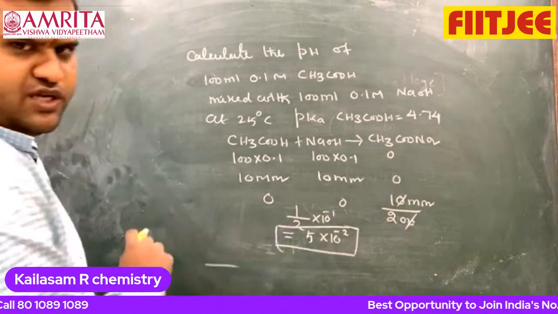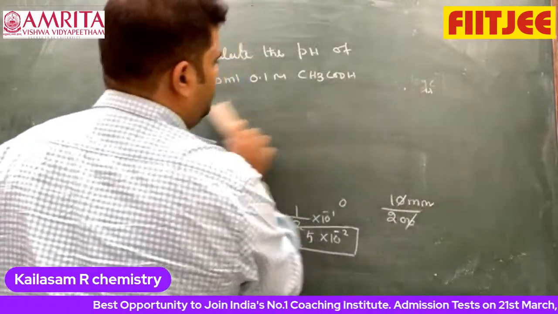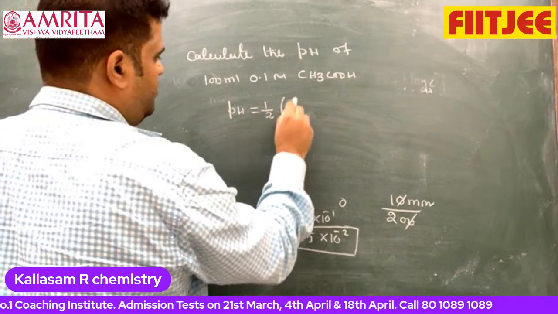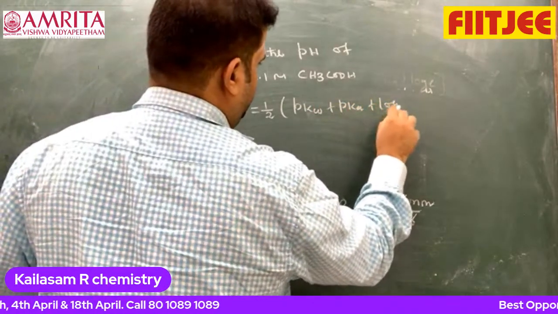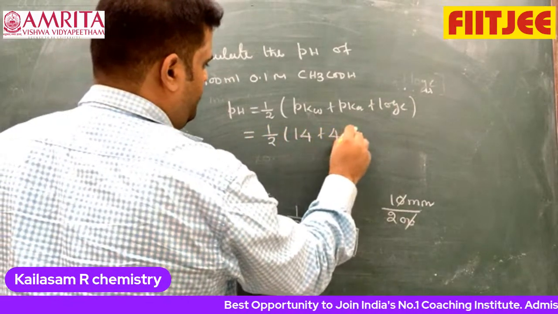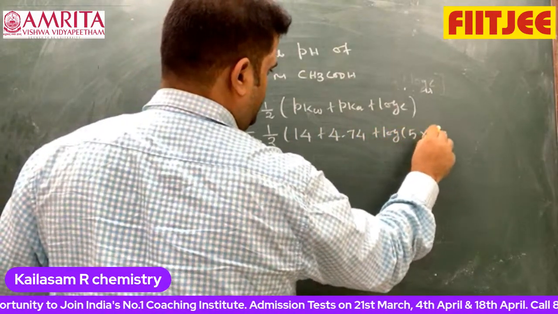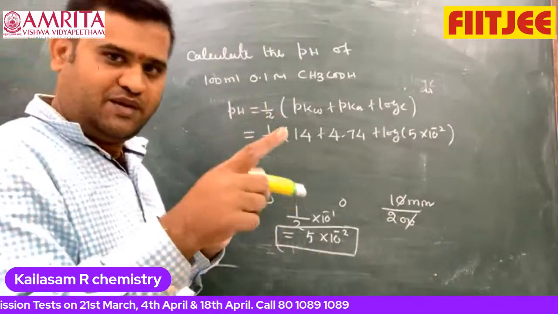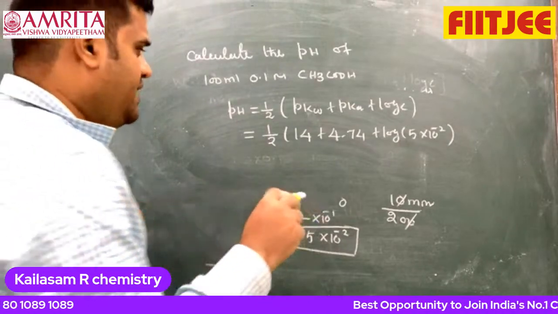Now what is the pH? Listen, now I got the idea. Now pH, I write 1 by 2 of pKw plus pKa plus log C. Now pKw is 14 plus pKa is 4.74, plus log of 5 into 10 power minus 2. So what is log 5? Log 5 is 0.7. Minus 2 plus 0.7 is minus 1.3.